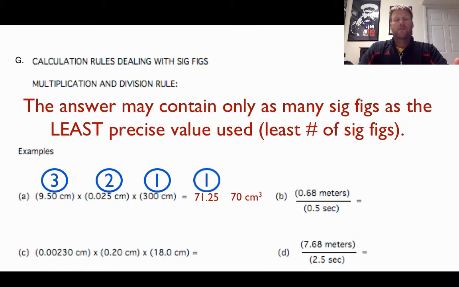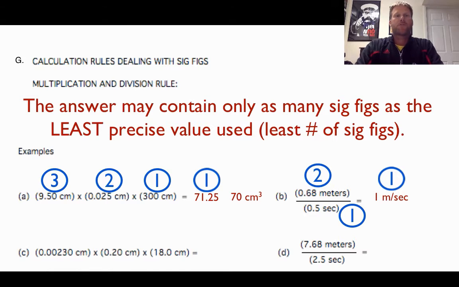The answer your calculator spits out for example B is 1.36 meters per second. Technically, however, this answer is incorrect. The value must be rounded to the appropriate number of sig figs. Look at each number involved in the calculation and identify the least precise value. 0.68 has 2 sig figs, and 0.5 has 1 sig fig. Therefore, your answer can have only 1 sig fig. The correct answer is 1 meter per second after rounding to 1 sig fig.